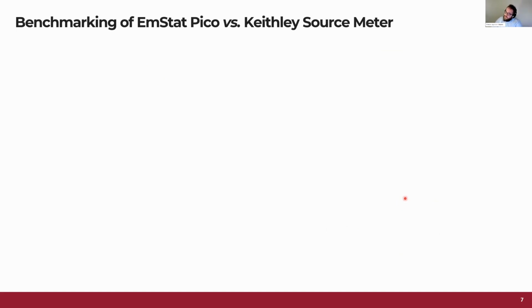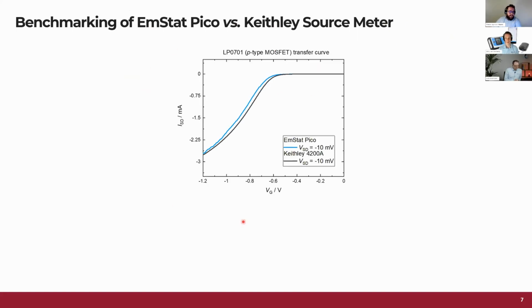Let's then take a look at how our measurement results compare to the state of the art. The state of the art is, for example, this Keithley source meter. It's a huge desktop piece of equipment, and our EmStat Pico is the one that Lutz already presented before. So this is a simple transfer curve in the linear scale for one particular p-type MOSFET, measured with two different pieces of equipment, the EmStat Pico and the Keithley 4200A.